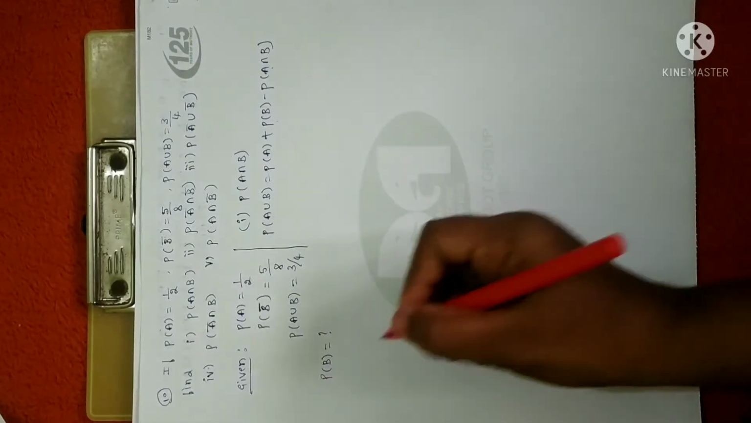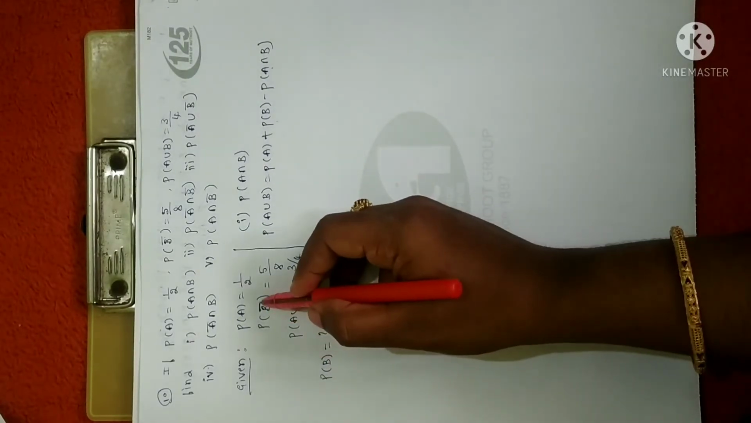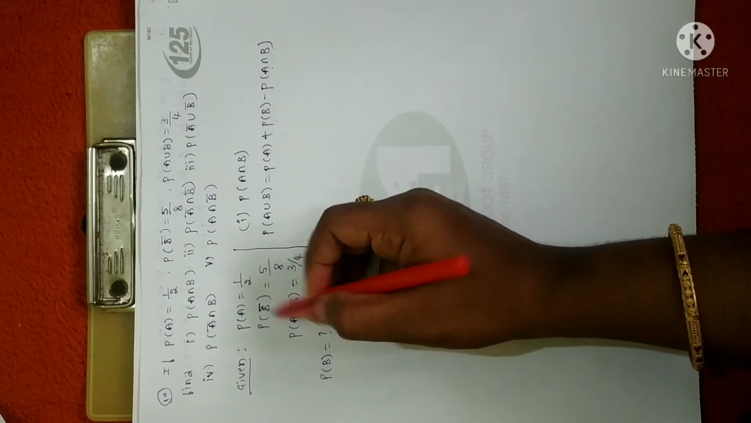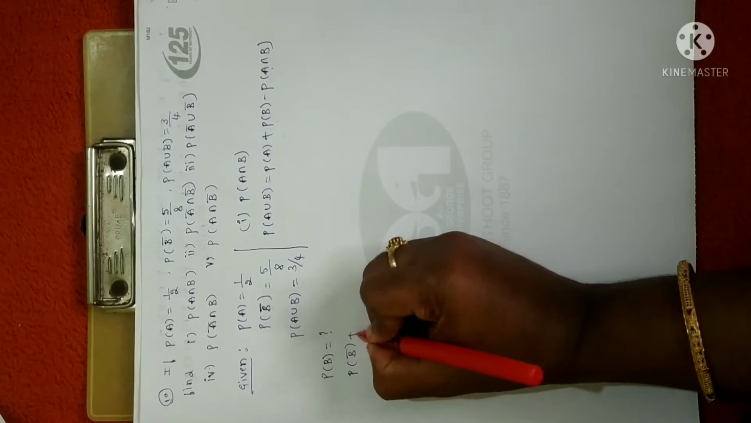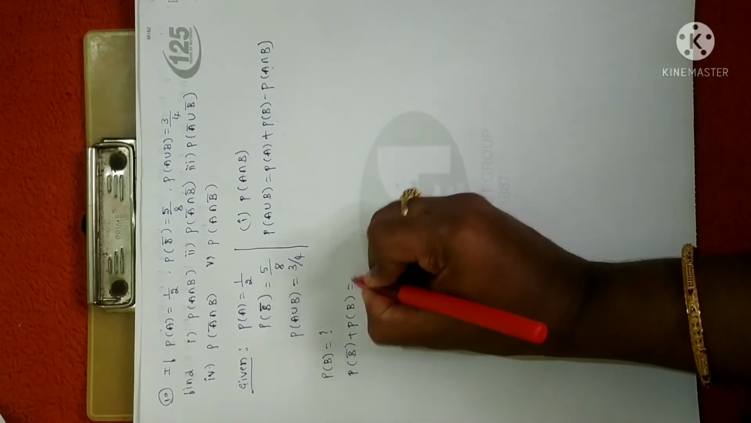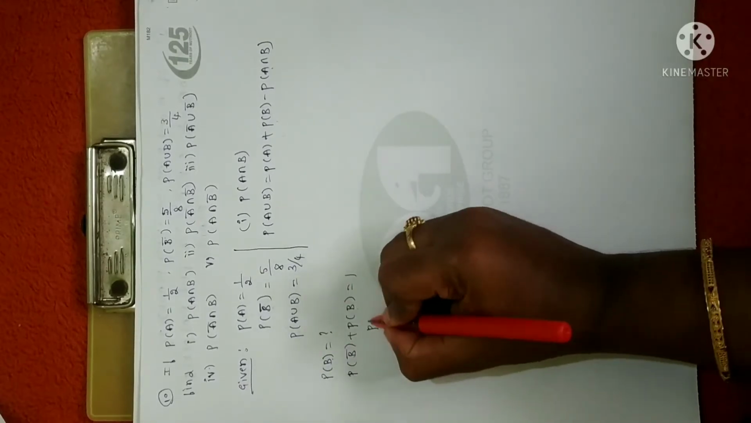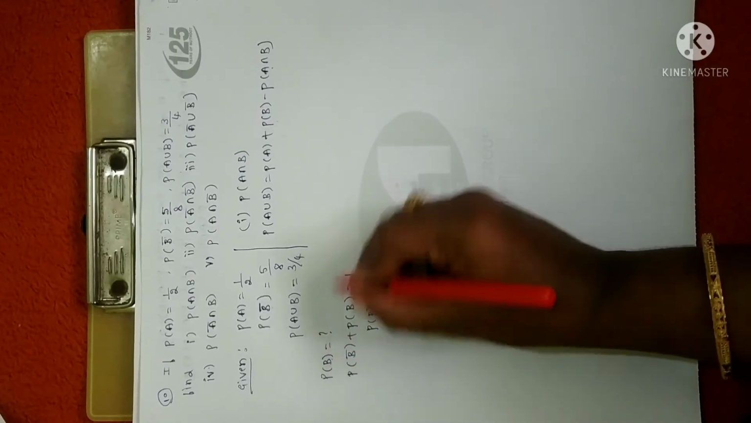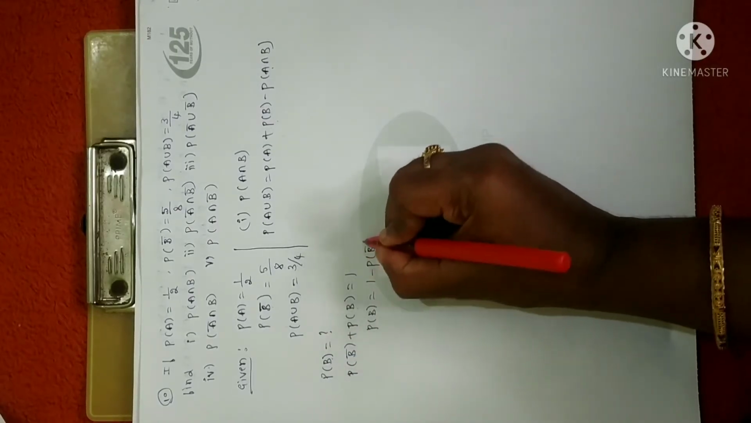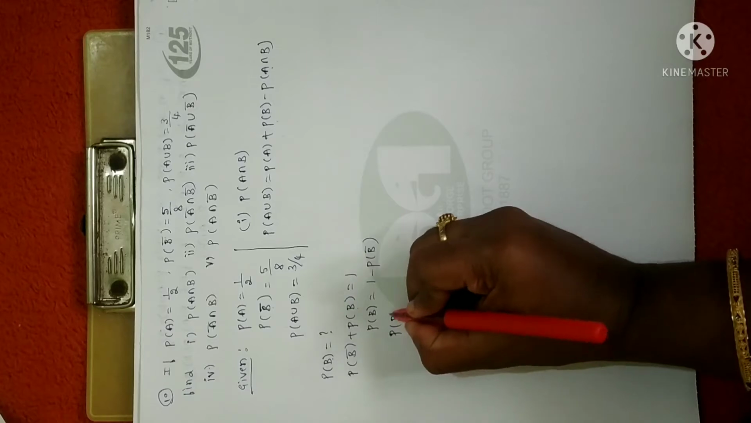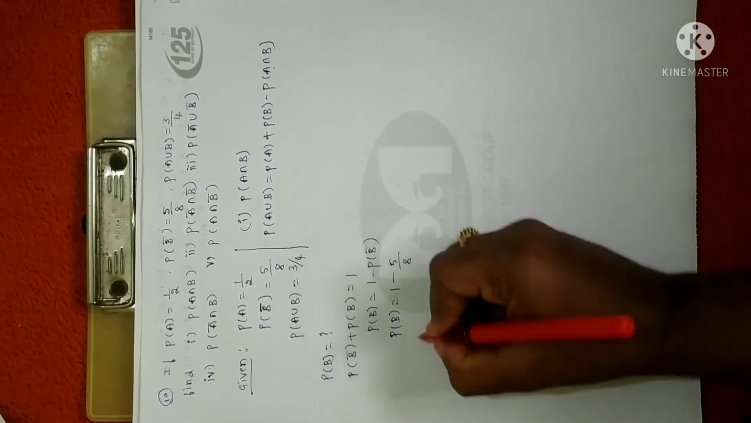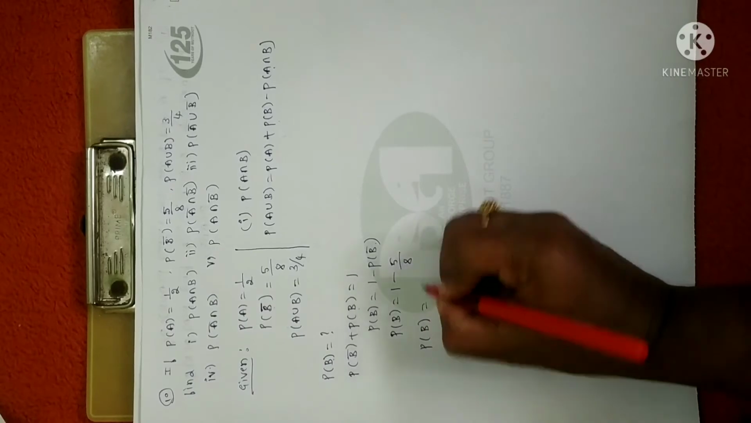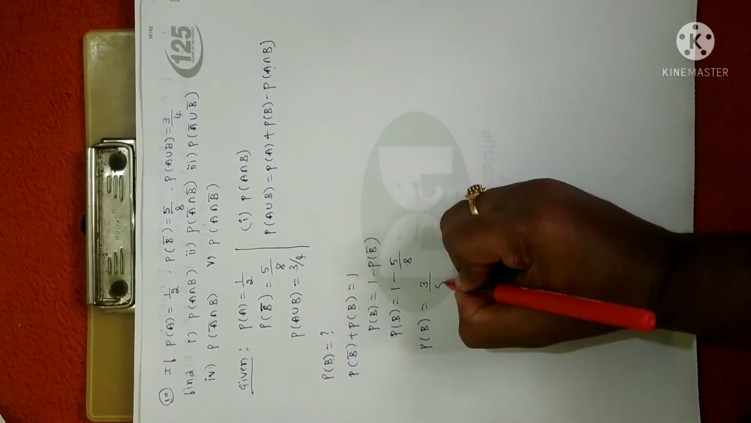Fine. Since P of B bar is given, I am going to use the relation between an event and its complement. So I can write P of B bar plus P of B is equal to 1. Now we need the value of P of B. I'll just keep P of B here only. So I'll shift P of B bar, 1 minus P of B bar. Now P of B is equal to 1 minus probability of B bar, which is 5 by 8. So on simplification we get probability of B as 8 minus 5, that is 3 by 8.